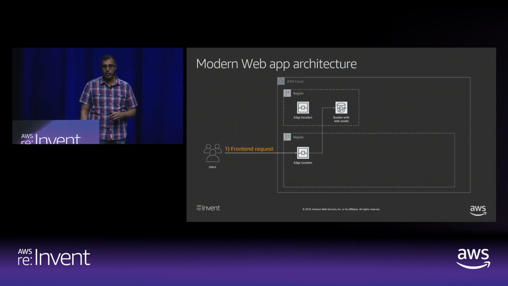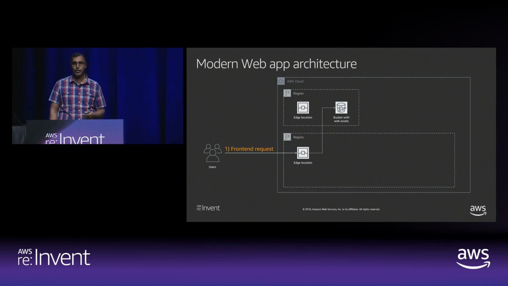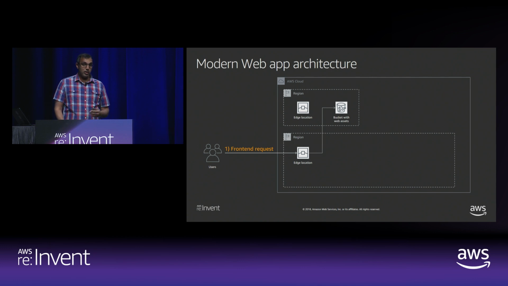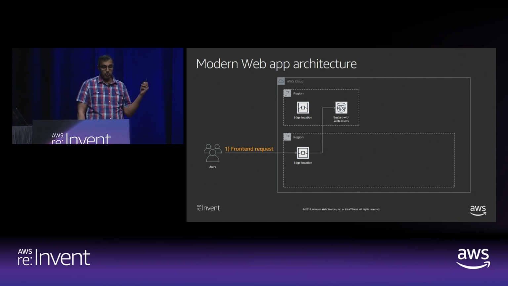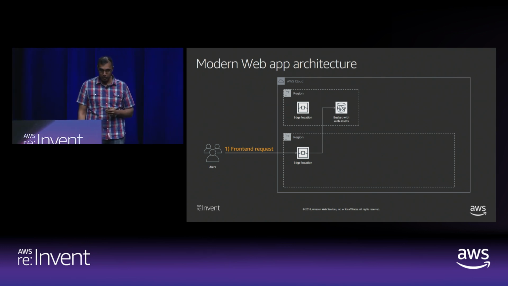Okay, so let's take a step back and just make sure we level set on the architecture we're talking about before we dive into the DevOps. So the single page style app we're talking about is defined by two pieces, the front end and the back end, not surprisingly. And here's what the front end looks like typically.